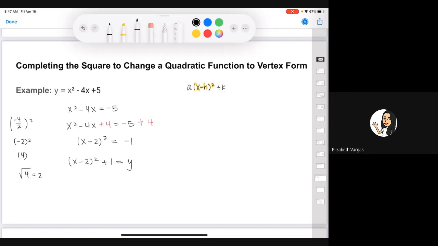And what you'll notice is that is actually my vertex form. My a is just nothing in this instance. I have x minus h. My h is 2 in this instance. And then my k in this instance will be 1. And so that allows me to transform my quadratic to vertex form. So the first thing I'm going to do is complete that square, which we've gone over already, how to complete the square. But after you complete the square, you're going to factor that perfect square trinomial.